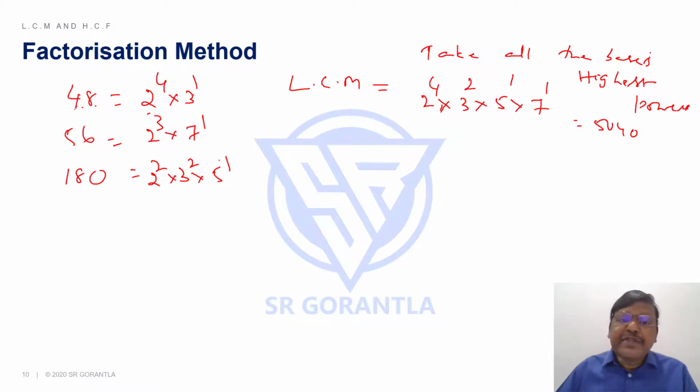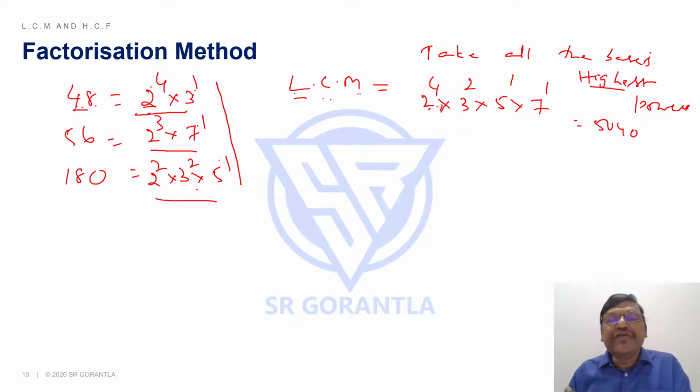Why am I taking the highest power when I am saying LCM? You may have a doubt. See, LCM should be divisible by the given numbers. Yes or no? If LCM has to be divisible by the given numbers, it should contain all these factors, then only it will be divisible. Suppose if I have taken 2 cube here, then will it be divisible by 2 power 4? 48 will not go there, because 48 has 2 power 4. If this number doesn't have 2 power 4, you can't divide it, right? So LCM should be divisible by all these numbers, which means LCM should contain all of them. That's why we are saying take all the bases and their highest power.